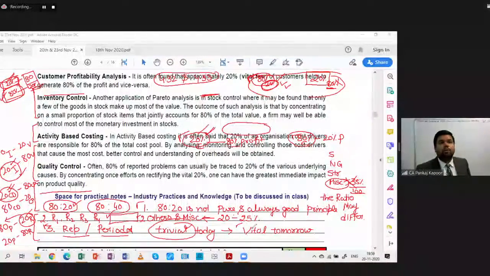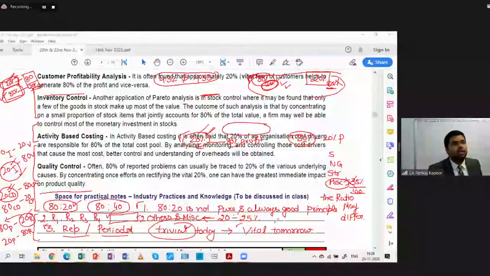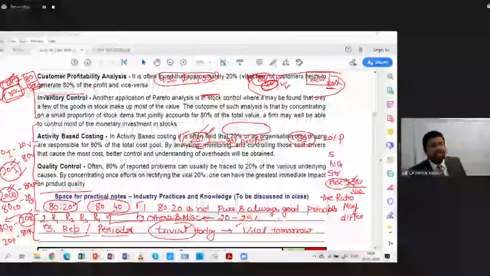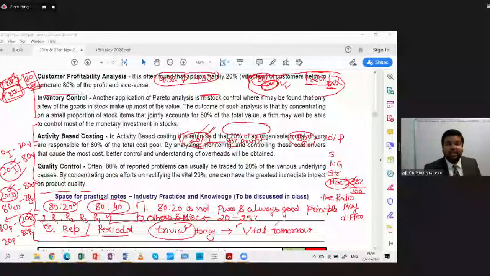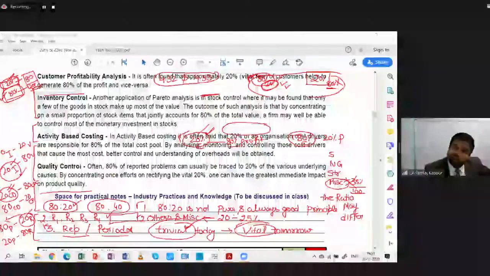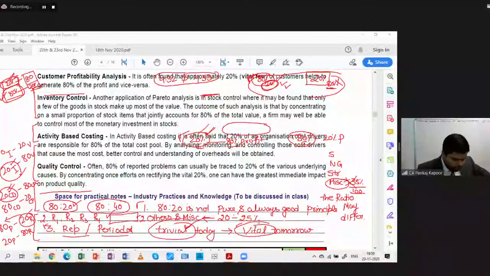Who thinks that for a company engaged in the manufacturing of sanitizing products, like Lifebuoy itself, prior to COVID, sanitizer was a trivial product because it was not a major component of their sales. But obviously, after COVID, it became vital. And the company can analyze whether the product is vital or trivial, whether the customer is vital or trivial, only if it applies the Pareto analysis on a continuous basis. So you must apply it on a periodical basis.